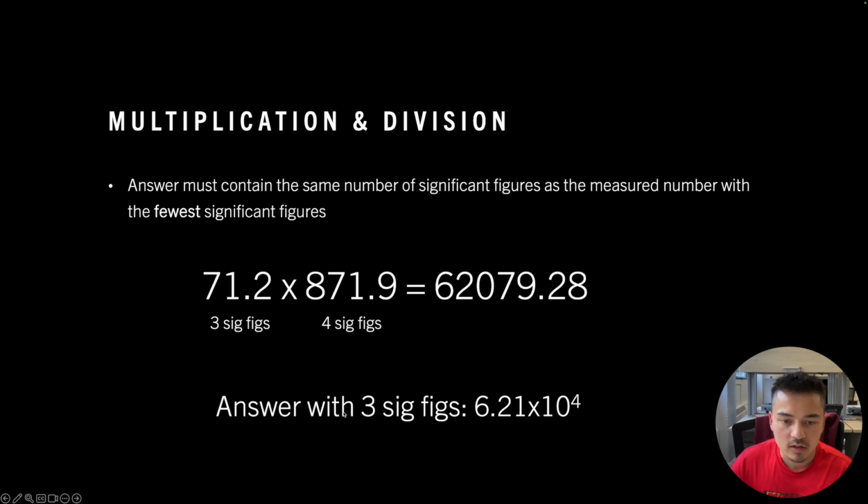So an answer with 3 sig figs would then be 6.21 times 10 to the 4. We rounded this number, so this 7 would go up, becoming a 1, and our answer would be 6.21 times 10 to the 4, which has 3 sig figs.